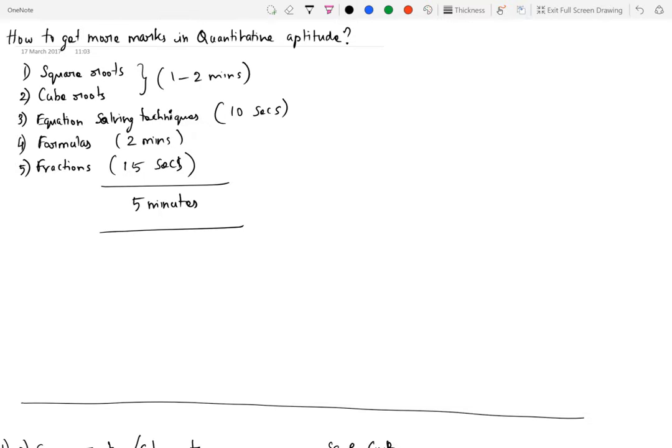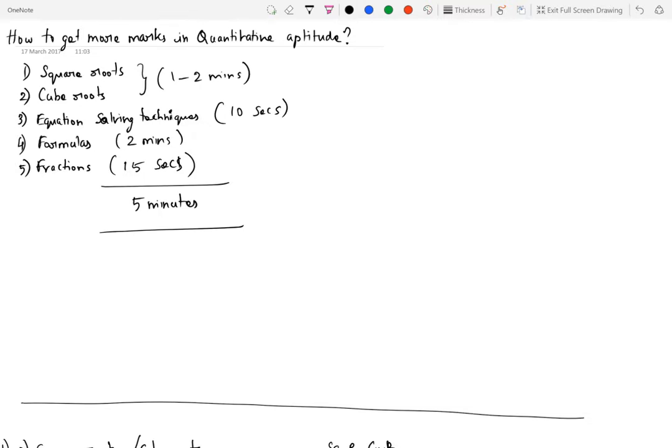In this video, we will discuss how to cut short the time to solve the aptitude questions. That is, how to get more marks in quantitative aptitude. In most of the competitive exams, we will be provided with a worksheet or rough sheet to solve and answer the questions. Now, I will tell you how to use that rough sheet effectively.